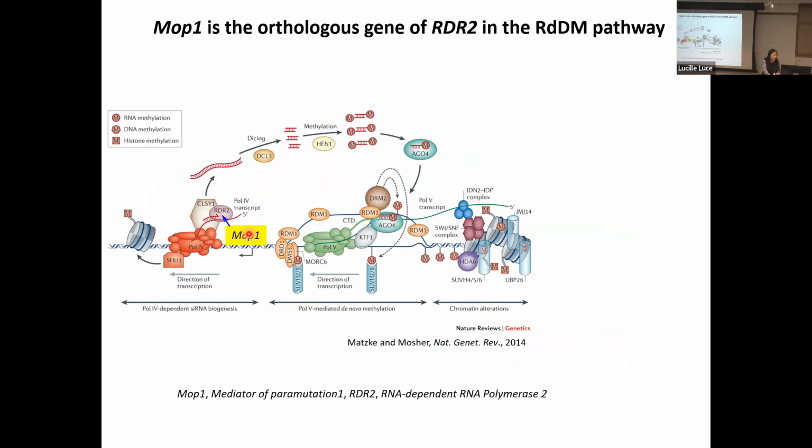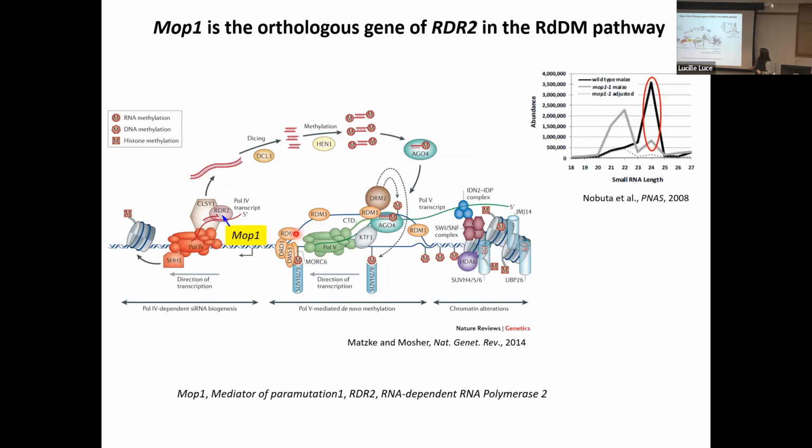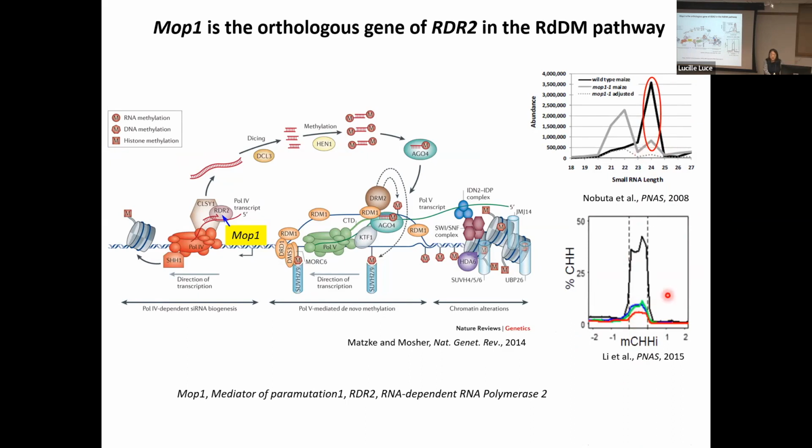MOP1 in maize is the ortholog gene of RDR2 in Arabidopsis. Actually, in this MOP1 mutant, you find 24 nucleotide small RNAs are largely reduced. You can see this is the wild type, and then this is the mutant. And you can also see that at the CHH island region, methylation is largely reduced. You can see, right?